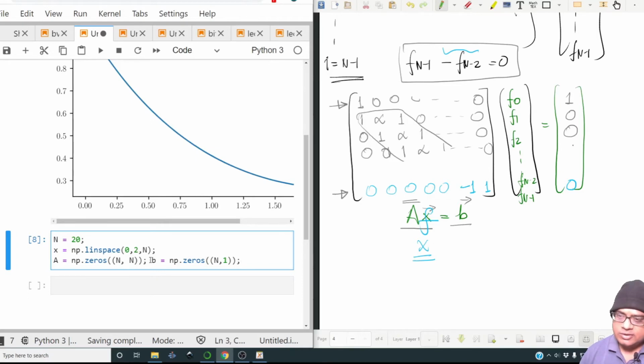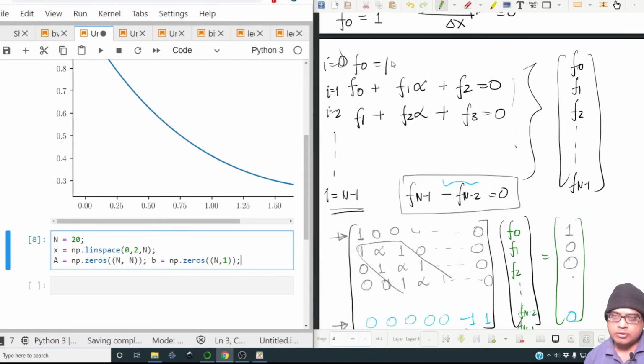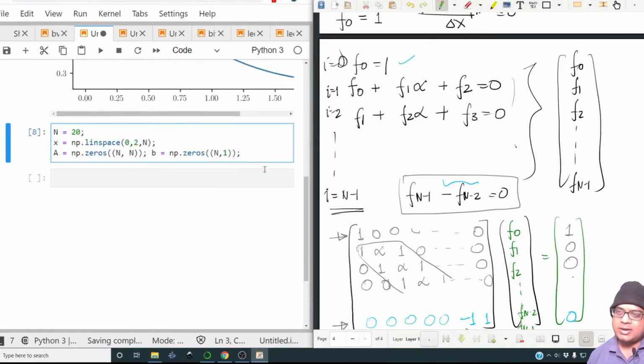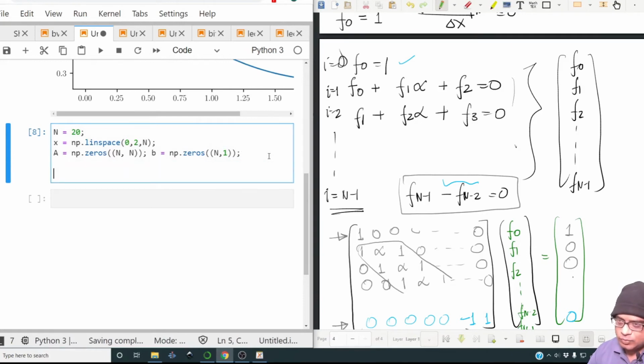So A has been initialized, B has been initialized. Now it is a matter of constructing the appropriate structure for A. What we could do is run a loop from i equal to 0 to n minus 1, and based on this particular logic we can assign all the different members of the matrix. We're not going to do it like that, but I'm just going to outline how to do it in case you're doing it in C or something where vectorization is not possible.